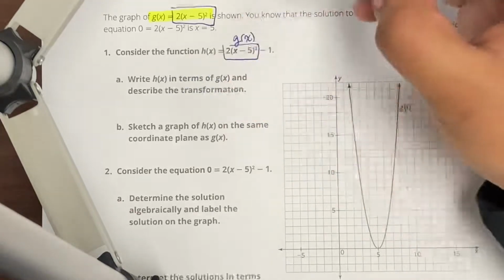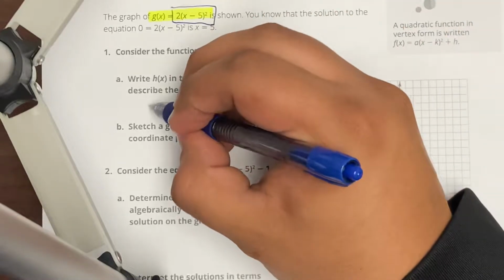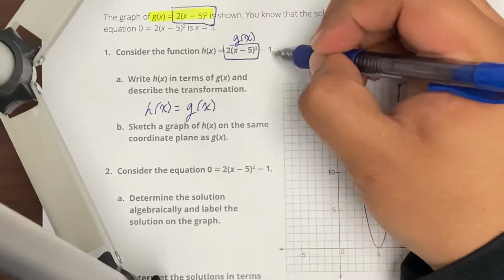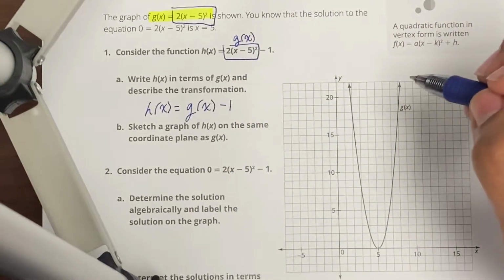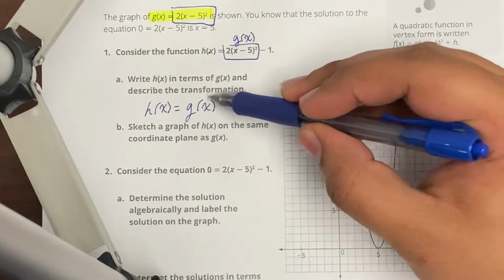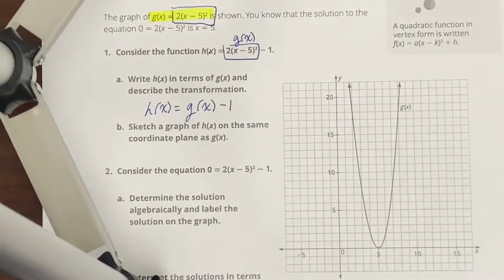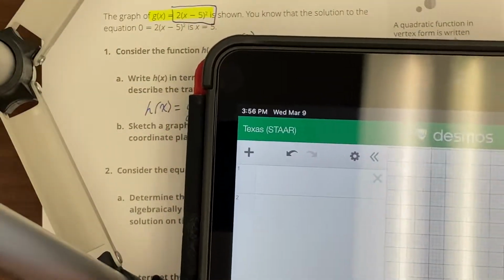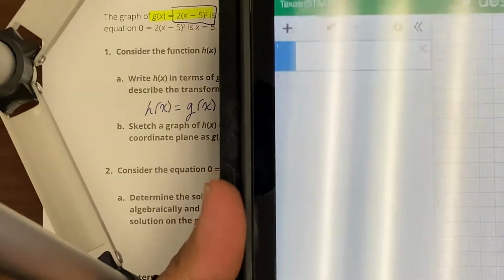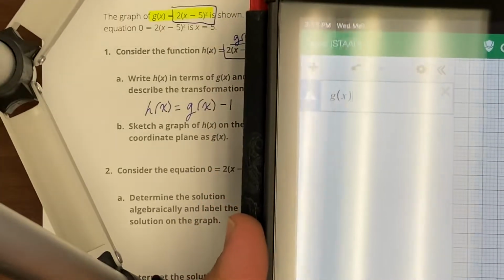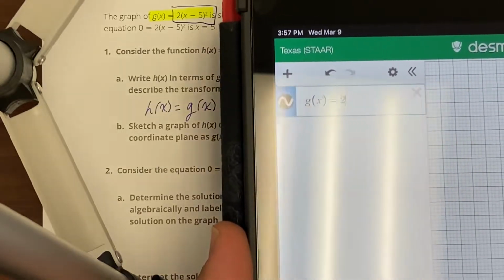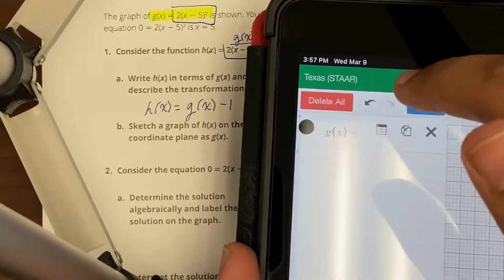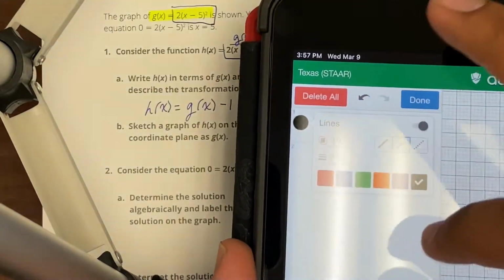So if we're going to write it in terms of h, because h is our new function, we're going to say h of x equals g of x. What's changing? -1. Okay, so now I'm going to take this whole thing and I'm going to graph it. First off, I do want to make sure I have g of x, g parentheses x. I say g of x because that's how you say it mathematically, I could presume. And I'm going to change this to a dash because I want to.